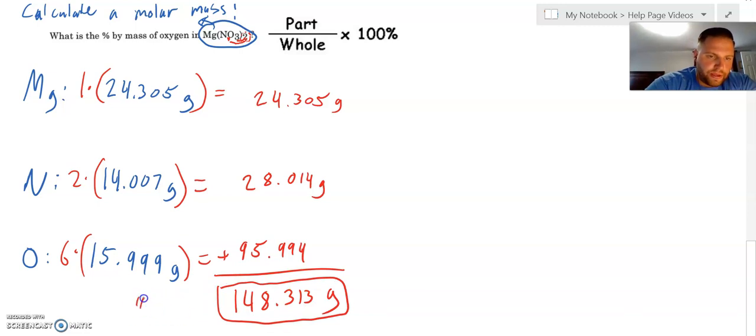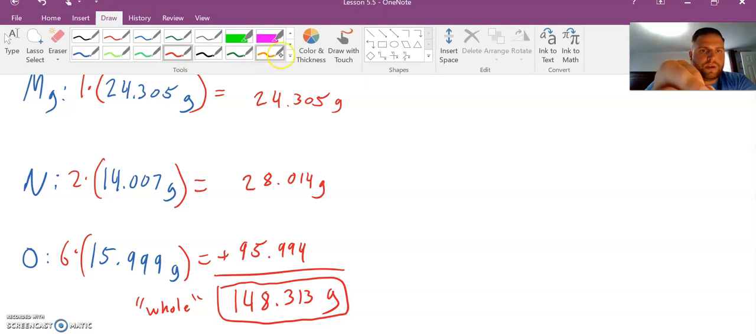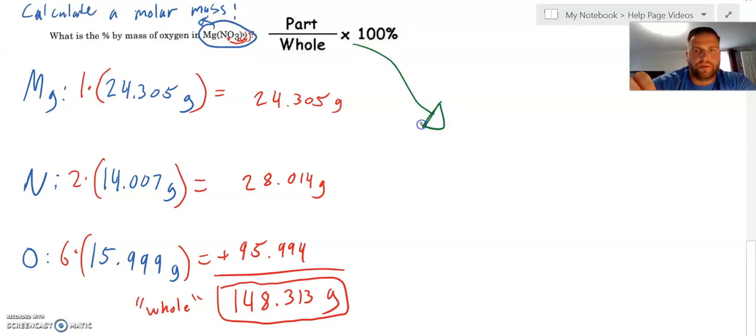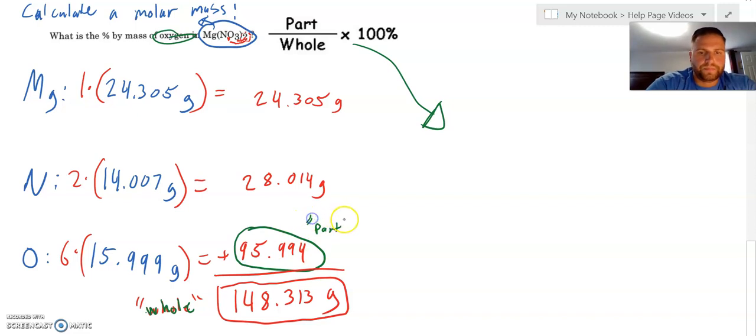So this is my whole part of the fraction, okay? And what we can do now is actually compute the percent mass of oxygen by using this formula. So again, this is the whole. And then the part will be the molar mass of oxygen from this compound. And all you have to do is stick this into a fraction and then multiply by 100.